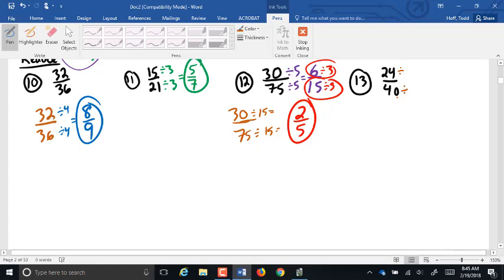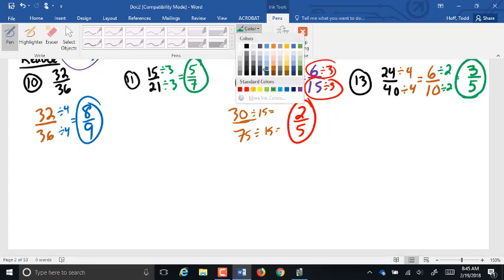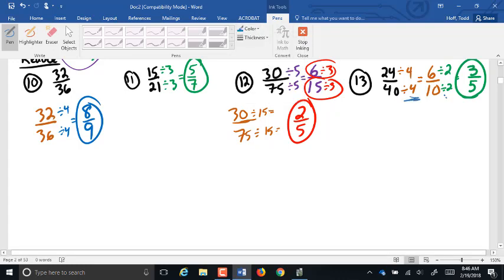24 and 40 can both divide by, careful, no 0 on the 24. 4 will work. 24 divided by 4 is 6, and 40 divided by 4 is 10. Both of those will still divide by 2. 6 divided by 2 is 3, and 10 divided by 2 is 5. So 3/5. So again, you see, if you'd seen it, you could divide by 8 right away, but you don't have to find that largest common factor. You can just keep going.